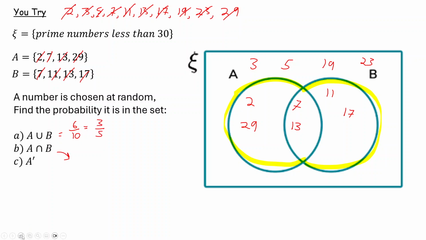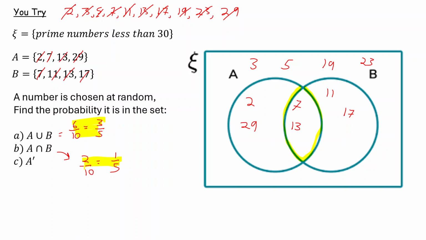Part A is done. Part B, we're looking at A intersect B. So again, we're looking at this part here. It's the same probability again, which is just the way it happens to be, but it's going to be 2 out of 10. Okay, there's 2 numbers in that intersect part, so 2 over 10, which is equal to 1 over 5. Good, so either of those, it doesn't matter. With probability, you can leave your answer unsimplified.